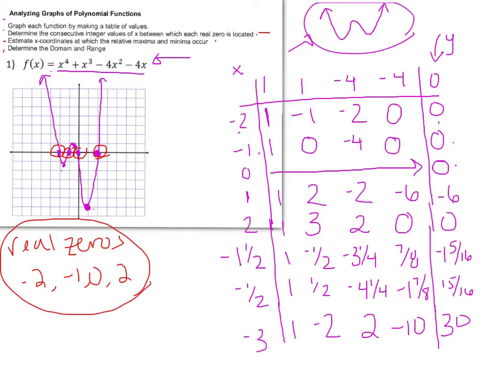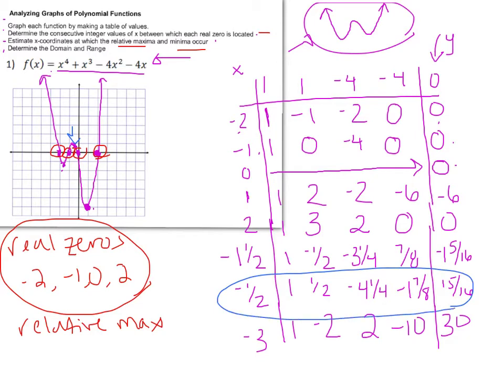Alright, so those are the number of real zeros. We want to estimate the x values for the relative max and relative min. A relative max is where the graph is going to pop up. So this graph humps up right here, and that would be a relative max. The relative max would be right up there at that point, and we know that happened when x was -1/2. So the relative max happens at x equals -1/2.